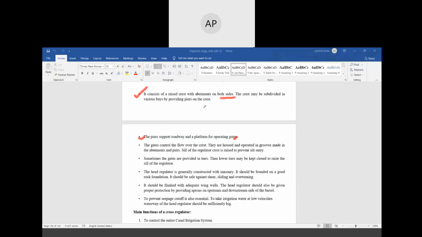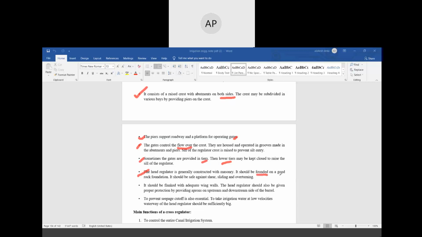Okay, so what are we discussing? We are discussing the different functions of the head regulator. Okay, so what is a head regulator? It controls the entry of flow into a new channel. The gates control the flow over the crest. They are housed and operated in groups made in the abutment. Sometimes the gates are provided in tiers, then lower tiers may be kept closed to raise the silt level of the regulator. The head regulator is generally constructed with masonry.